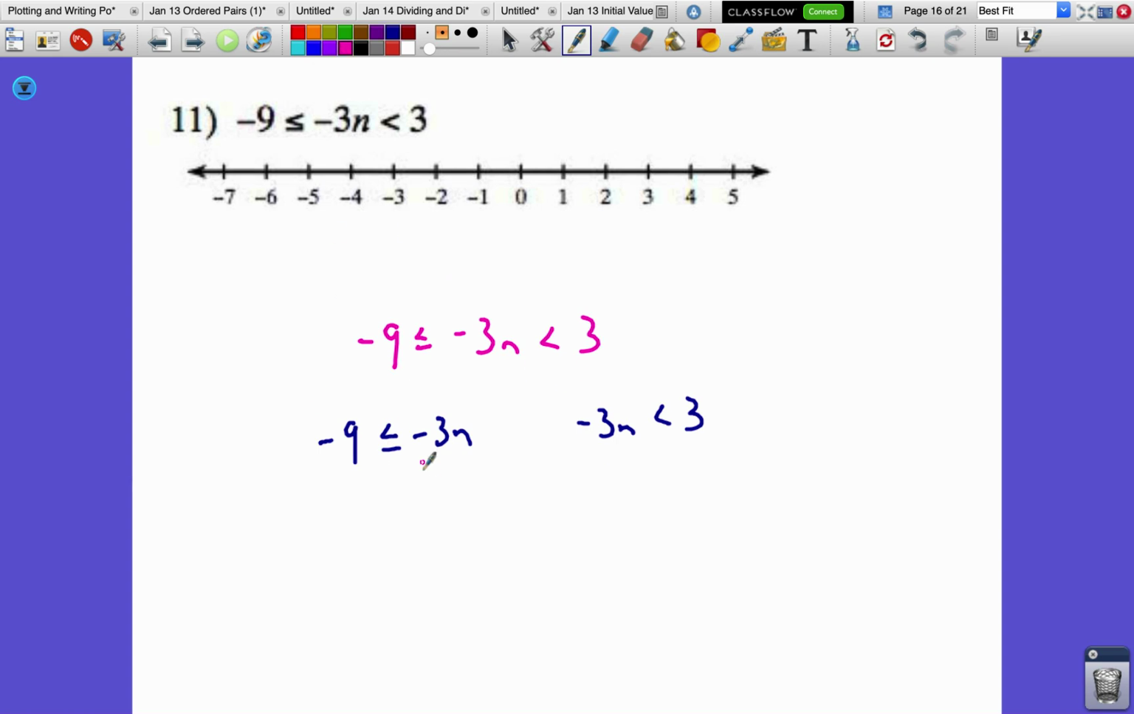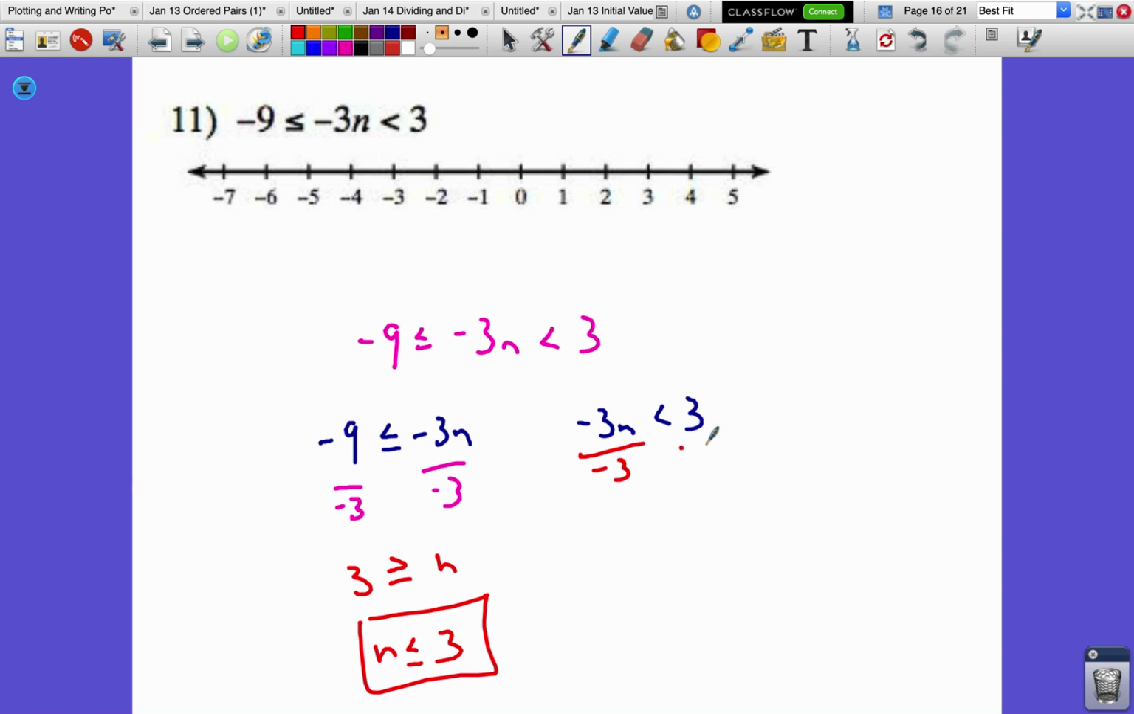Now isolate n in both of these. In this one, I'll divide both sides by negative 3. That activates my special rule. This becomes 3 is greater than or equal to n, or n is less than or equal to 3. And over here, again, I have to divide by negative 3. Activates the special rule. I get n is greater than negative 1.